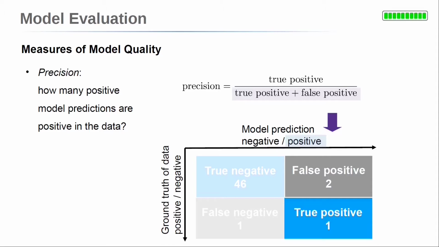So additionally, we need to consider the model quality from the perspective of the positive model predictions. This leads to the model's precision. It is defined by the true positives over the true positives plus false positives. The precision answers the question, how many of the positive model predictions are really positive? For our simple example, the precision is 33%.